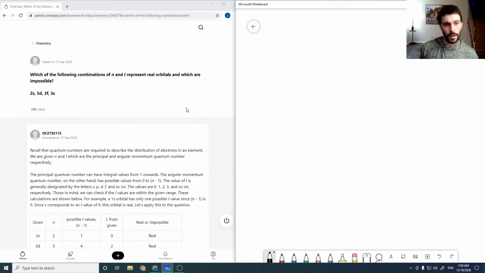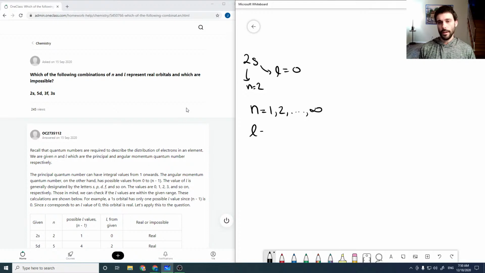Okay, so which of the following combinations of n and l represent real orbitals and which are impossible? Just to refresh here, when we name orbitals, say 2s, that means that n equals 2 and l equals 0. So n can be 1 up to infinity. l can take on values from 0 up to n minus 1. And so that's our real restriction here, is that l can't be greater than n minus 1. And that's kind of what we're going to be looking for.